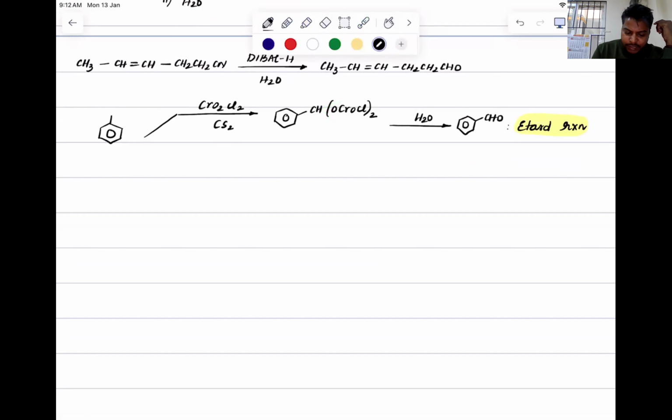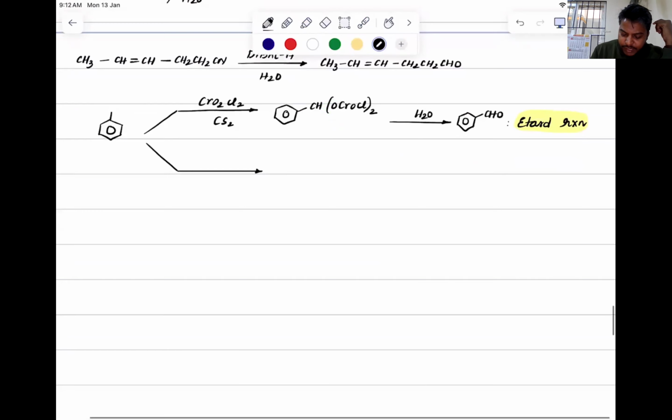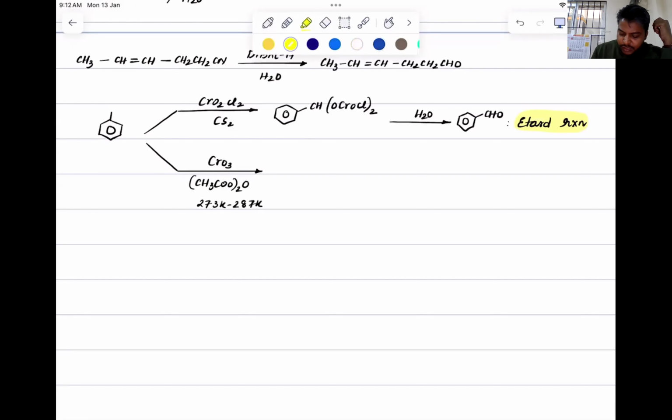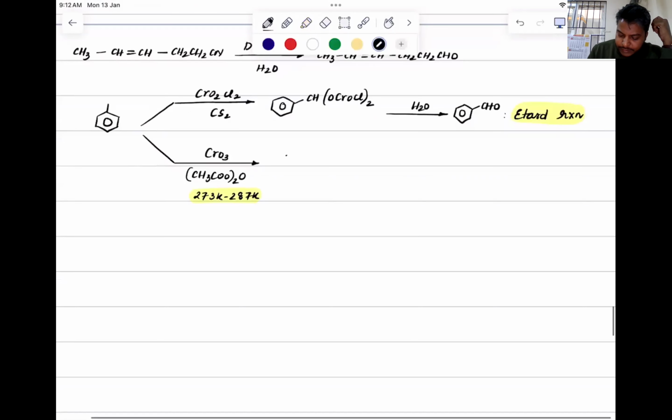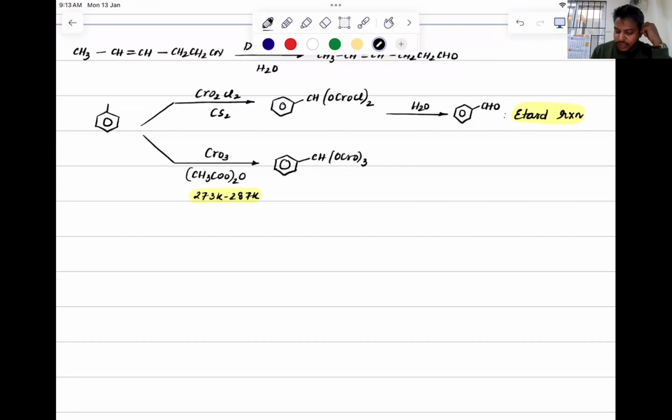So remember that there are two oxygen connections here which are connected to the chromium complex. Now, another reaction which is very similar to the Etard reaction, as the yield is the same, is CrO3 in the presence of an anhydride. So there is no water content here, right? Temperature maintained is very low, 273 to 287 kelvins. Okay. So again, check out this temperature range, guys. Again, I'm writing as per NCERT. Next. This will also give you something very similar where we'll have CH, OCrO, thrice. Yeah, OCrO2.